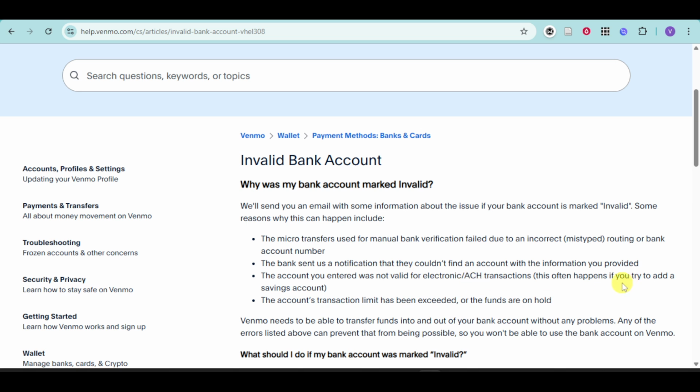This often happens when you try to add a savings account. It needs to be checking only. Next, the account's transaction limit has been exceeded or the funds are on hold.